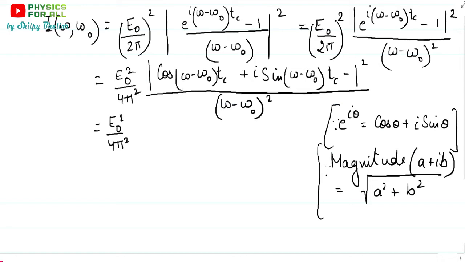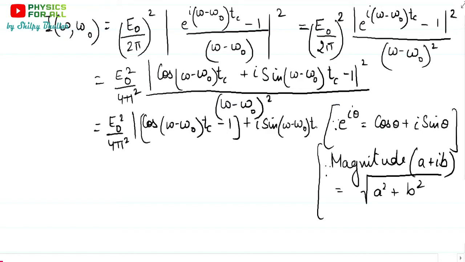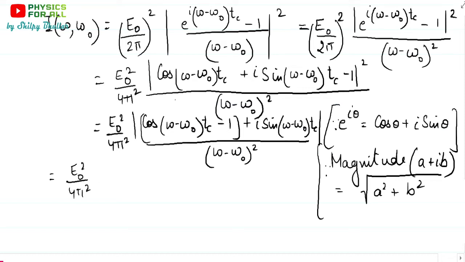So first, we can combine the terms which are without iota and those which are having iota. Let's first combine these terms. We get cos(omega minus omega naught)d_c minus 1 as one particular quantity plus iota sine(omega minus omega naught)d_c as another quantity. And here we have the bar, and this omega minus omega naught whole square. Now see, e naught square, 4 pi square. We have obtained our components.